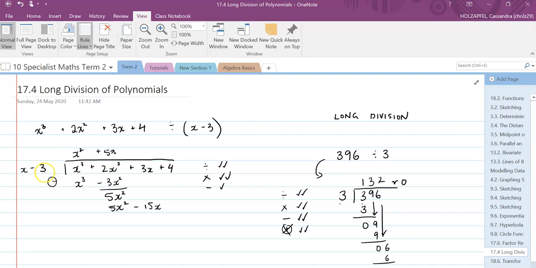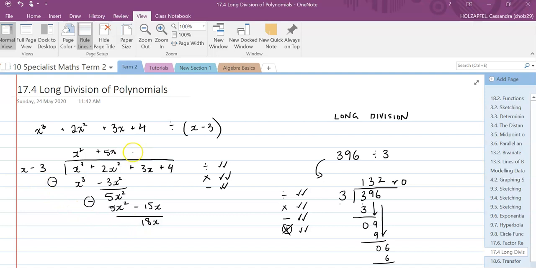And now we're going to subtract. So 5x squared take away 5x squared is going to be 0x squared. And 3x take away negative 15x is going to be equal to 18x. So again, I don't need to bring down the next digit because I can work straight from here. So let's repeat the process.